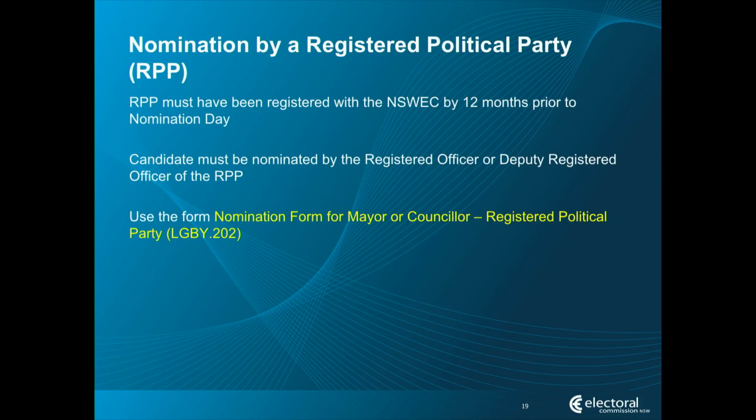Nomination by a registered political party. Registered political parties must have been registered with the New South Wales Electoral Commission by 12 months prior to nomination day in order to nominate candidates. To stand on behalf of a registered political party, the candidate must be nominated by either the registered officer or the deputy registered officer of the party. The form that is required to be used is Nomination Form for Mayor or Councillor, Registered Political Party, LG by 202.